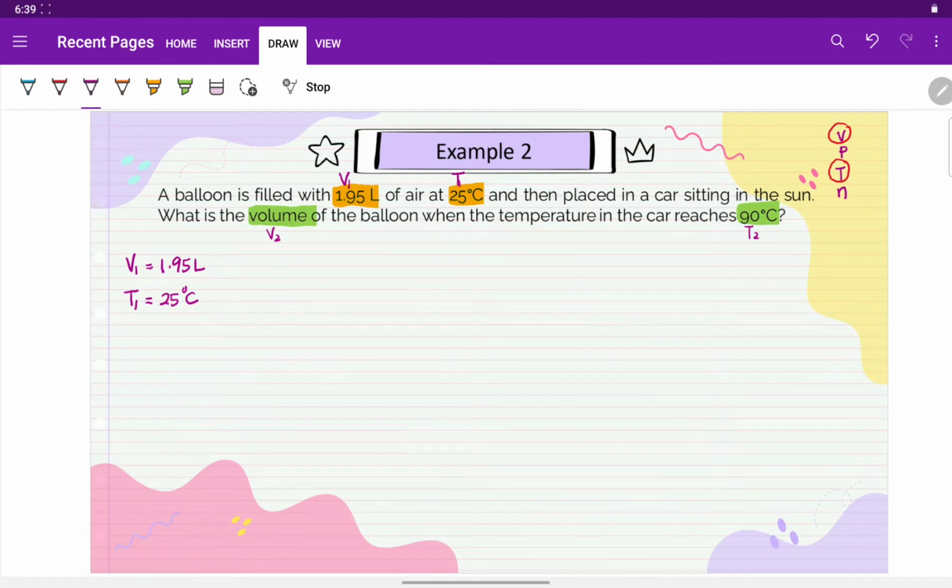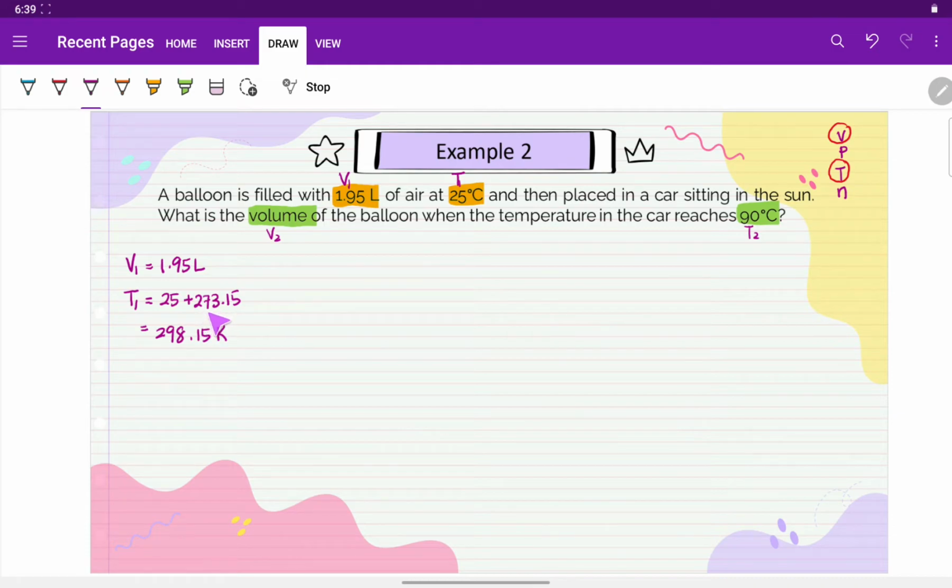Okay, so saya terus kira siap-siap dekat sini. Okay, tambah 273.15. So, you will get the T1 as 298.15 Kelvin. Okay. Mungkin ada yang tertanya, Madam, boleh tak kalau kita tambah 273 sahaja? Tak boleh. Okay, sebab apa saya kata kepada awak tak boleh?